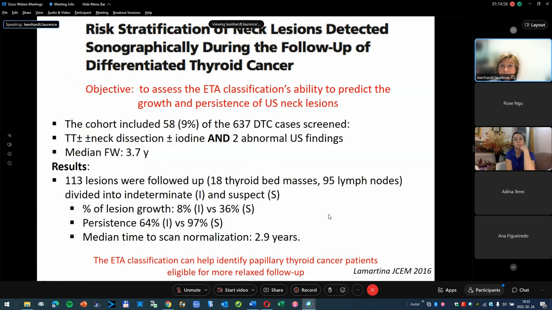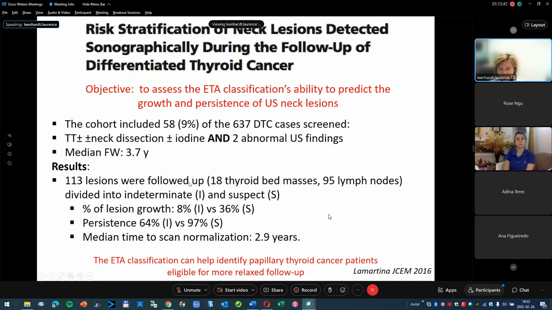So this stratification of neck lesions done by the European Thyroid Association has been tested by different publications, and especially I would like to remind you of the paper from Lamartina. Her objective was to assess the ETA classification and see if this classification was able to predict the growth and persistence of ultrasound neck lesions. She included a cohort of 58 patients among a large cohort of DTC. The patients had total thyroidectomy, neck dissection, radioiodine, and abnormal ultrasound findings. The median follow-up was more than 3 years.